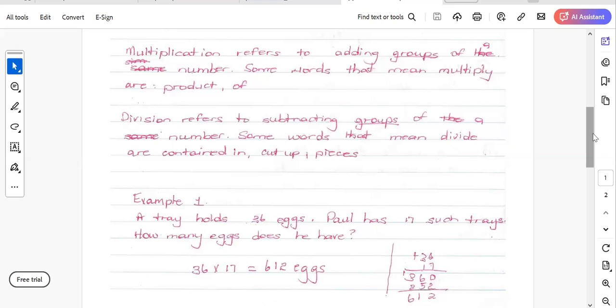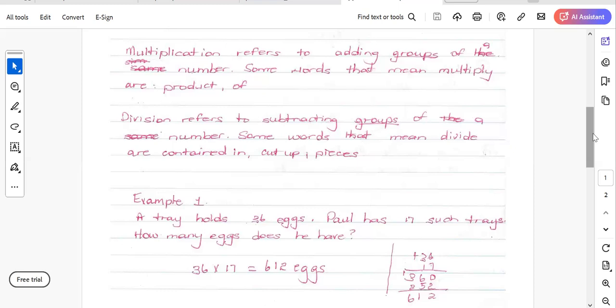Each box has 5, right? So how do I know each box has 5? Because there are 5 boxes and she has 25 in all. So if each box has the same amount, 25 divided by 5 boxes would be 5.